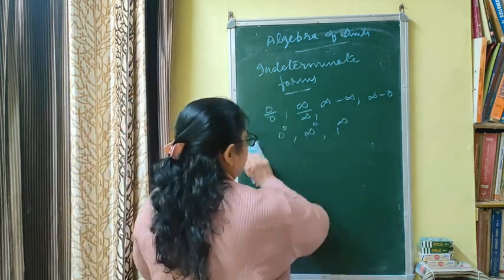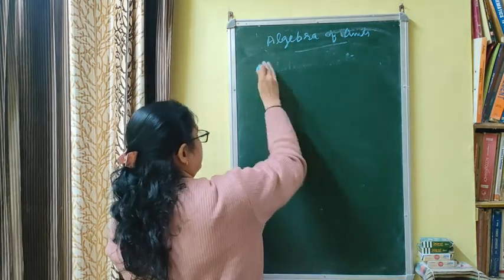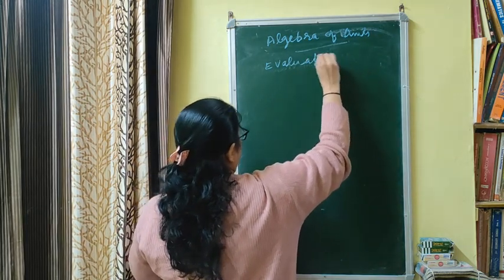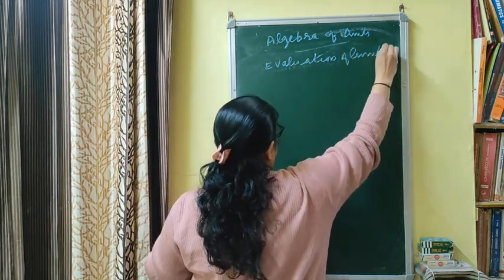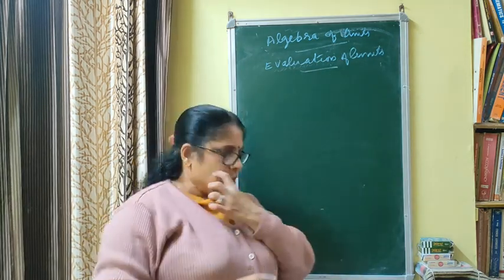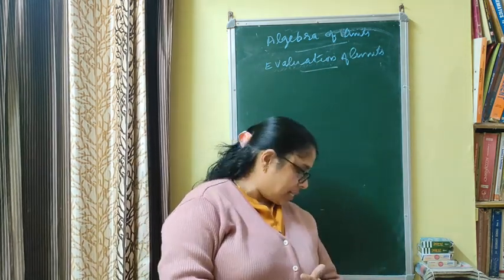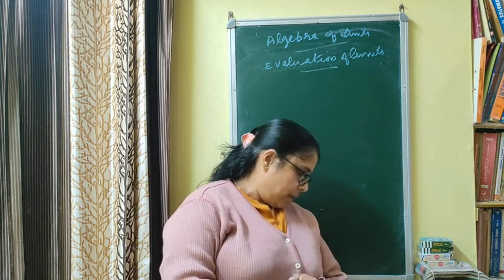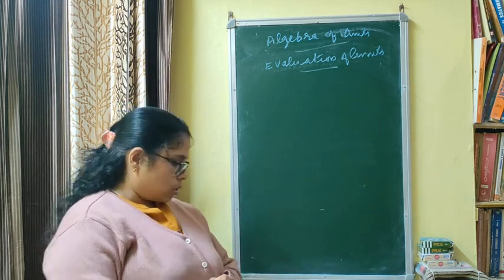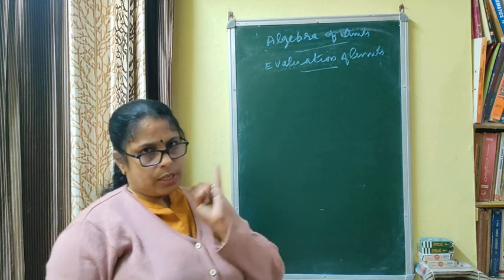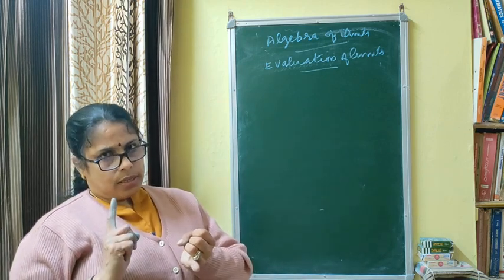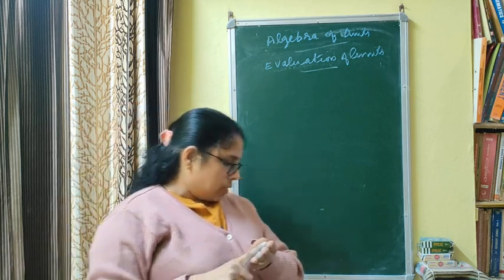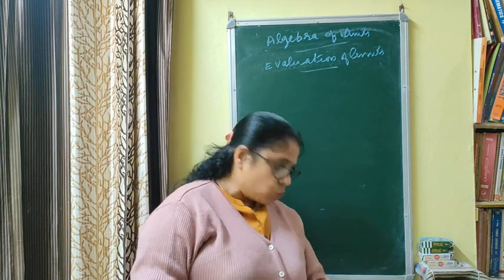Now how can we find limits of a function? Evaluation of limits of a function. There are a number of methods. We will do the first one today. First one is substitution method, next is factorization method, third one is rationalization method, next one is using standard limits, and last one is using limits at infinity, using identities.